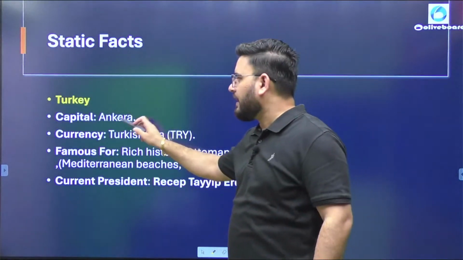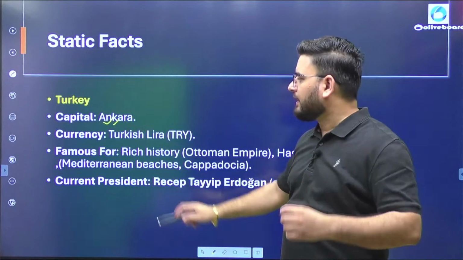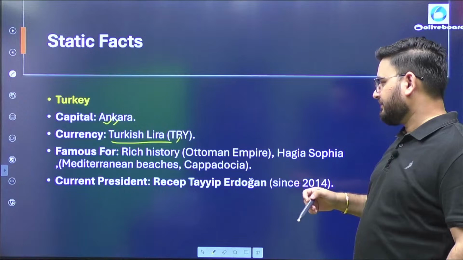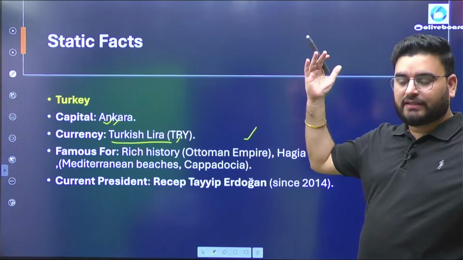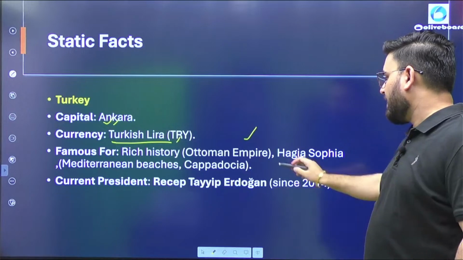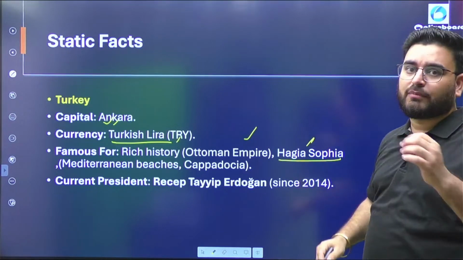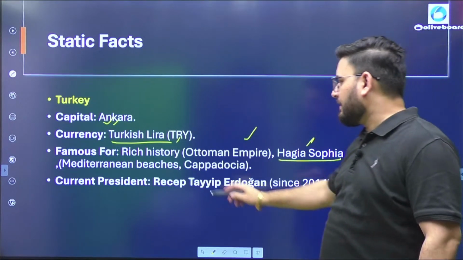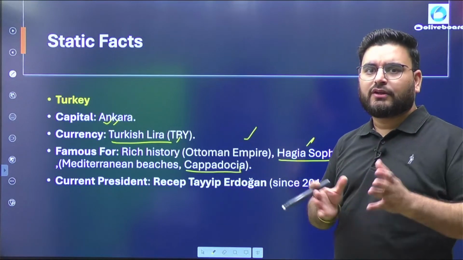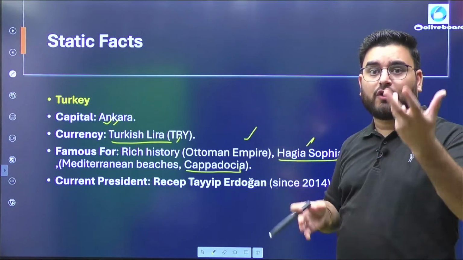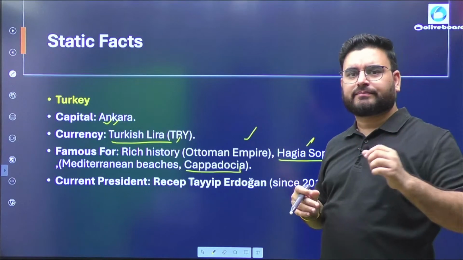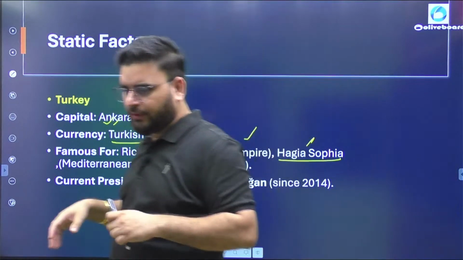So about Turkey, you have to know that the capital is Ankara, the currency is Turkish lira, and it is famous for two things. The Ottoman Empire, the largest, the most powerful Ottoman Empire was there. Hagia Sophia is a very famous mosque, right? Then Cappadocia, it is a very beautiful and famous tourist spot. You might have seen on the computer the wallpaper in which hot air balloons are there, right? So it is from Cappadocia.